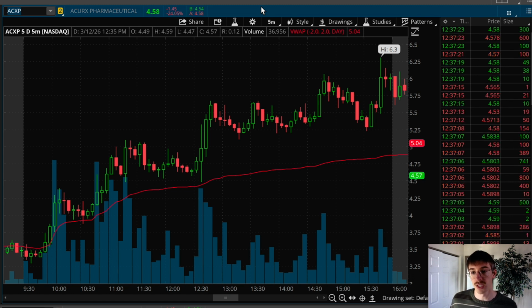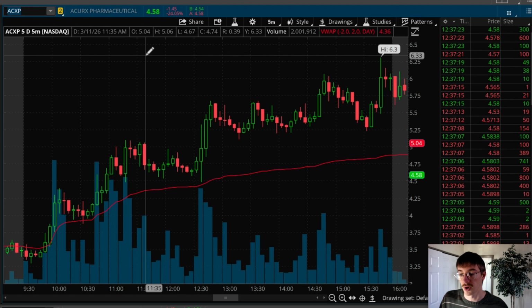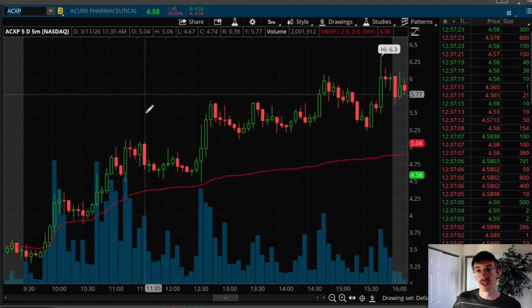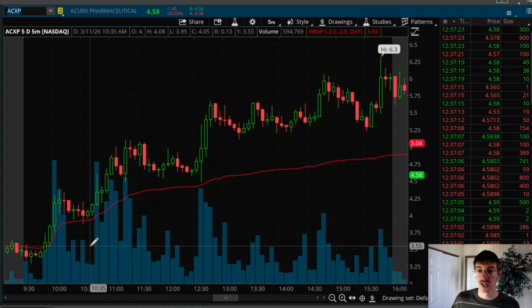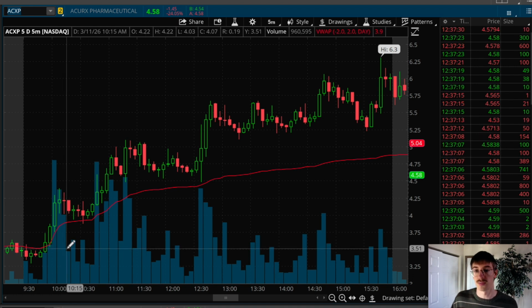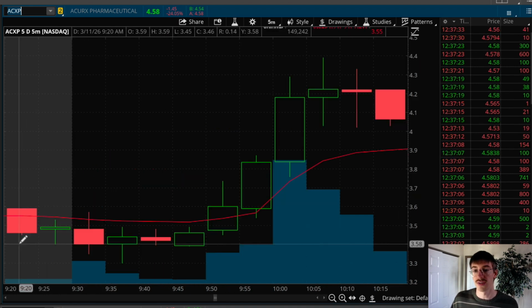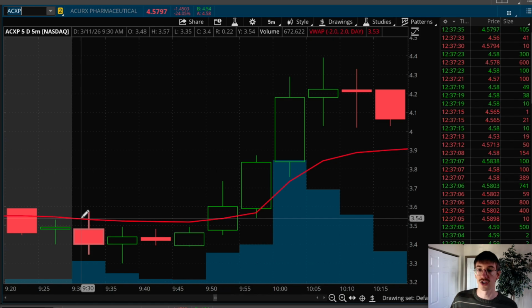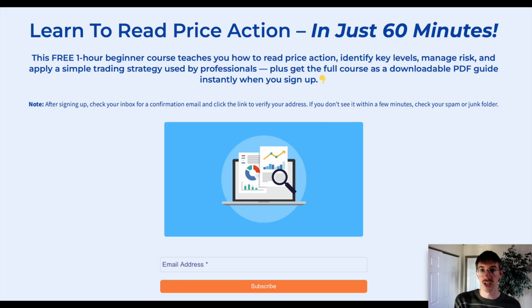ACXP was a stock that was gapping up in pre-market a bit. It was a stock that had momentum from the past couple of days as well. And the way that we looked to trade this in the Market Master group was to use the 5-minute opening range breakout strategy.